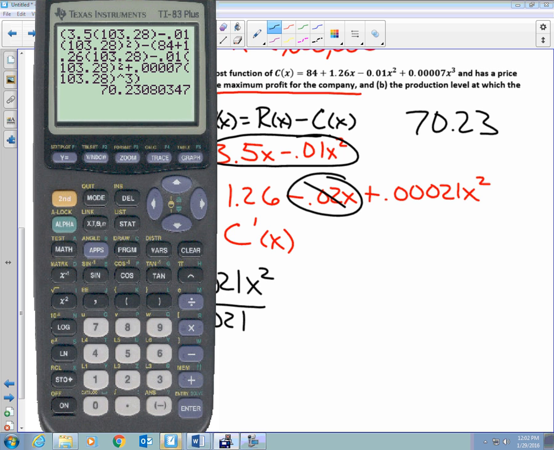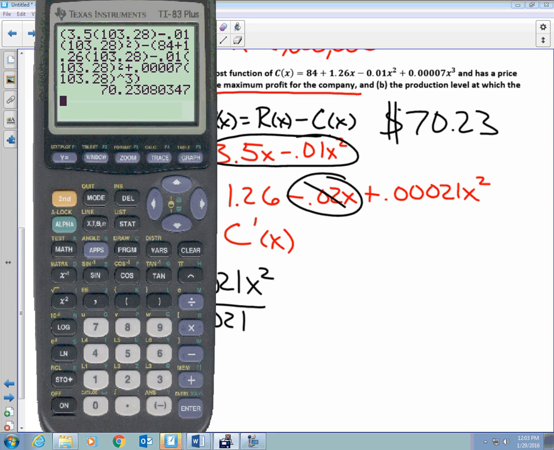Now that might be in thousands, that might be in millions, it might be in billions, who knows? But we'll just list it as 70.23, that's the maximum. Doesn't sound like very much money, but like I said, it could be in hundreds, could be in thousands, could be in whatever they're estimating.